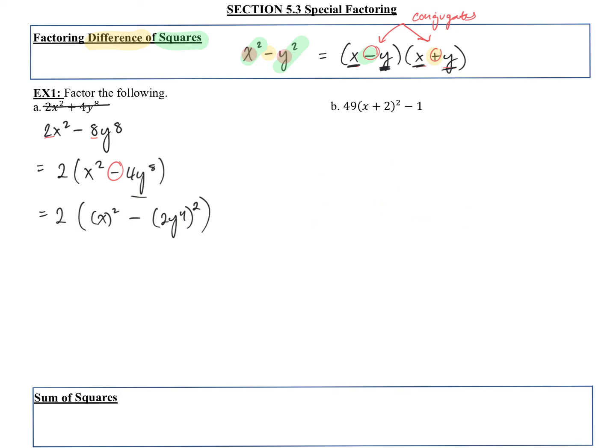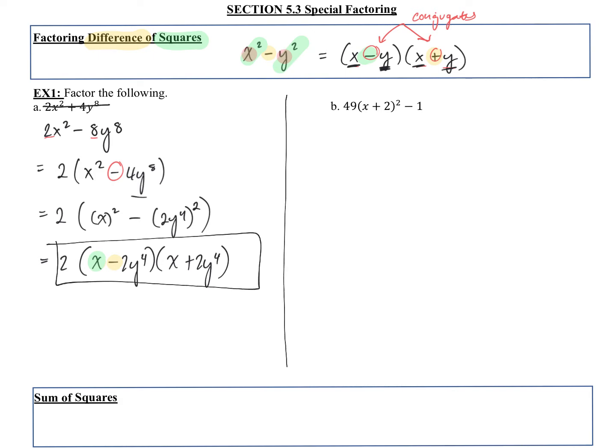Alright, so let's go ahead and write that down. That was just the side scratch work. So we still have that 2 following along, and then we said x minus 2y to the 4th, and then x plus 2y to the 4th. Now, whenever I see a minus sign in a binomial, I might think it's a difference of squares. So I see that minus, however, this is not a square. That x is not a square, so we're done. Everything is factored.